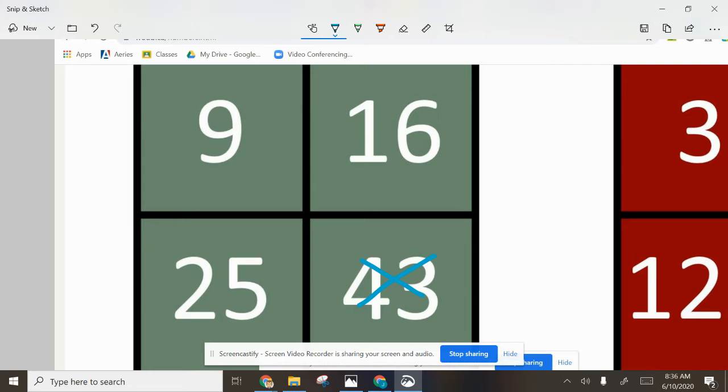Because these are all perfect squares. If I was to square this, that would be 3. If I was to square this, 4 times 4. If I was to square this, 5 times 5. Okay. But you could get as crazy as this. You could say, this one I would say quadrant 4. This is quadrant 4, doesn't belong because it's not a perfect square.